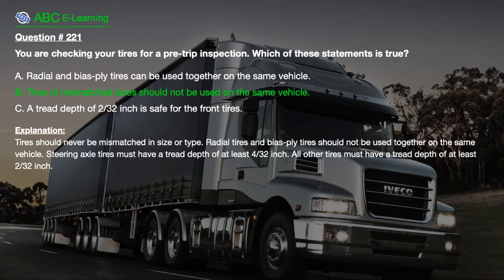The correct answer is here, B. Tires of mismatched sizes should not be used on the same vehicle. Explanation. Tires should never be mismatched in size or type. Radial tires and bias ply tires should not be used together on the same vehicle. Steering axle tires must have a tread depth of at least 4/32 inch. All other tires must have a tread depth of at least 2/32 inch.